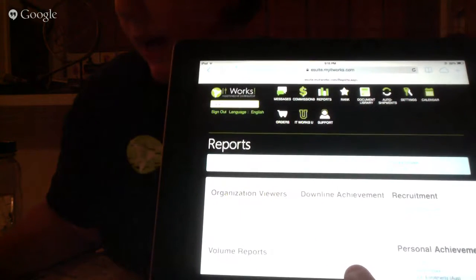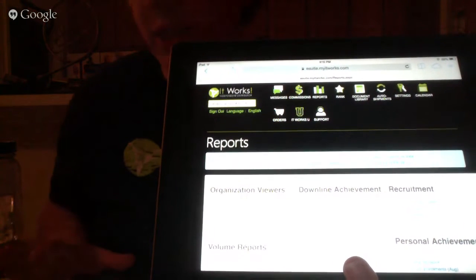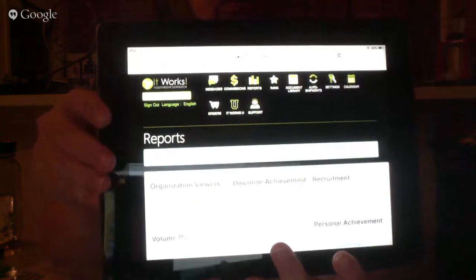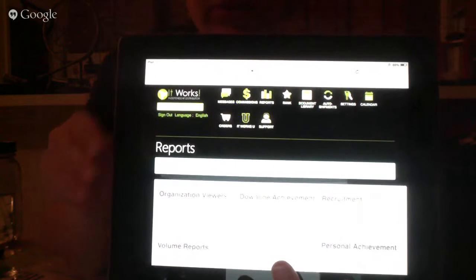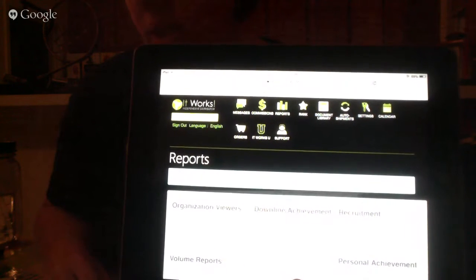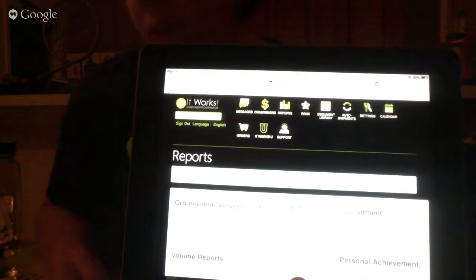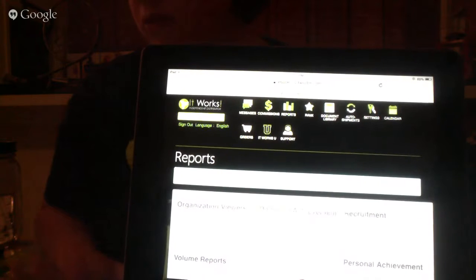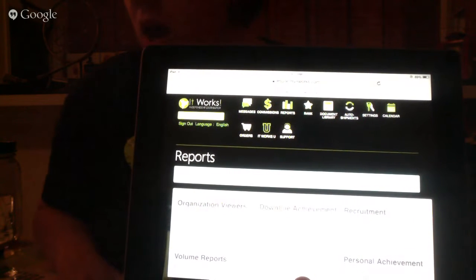You'll see that it's organized into several different types. Maybe you can see that. I don't know, it's kind of bright. The first one is organization viewers. The second one is volume reports. The third is downline achievement. Fourth is recruitment. And the fifth is personal achievement.